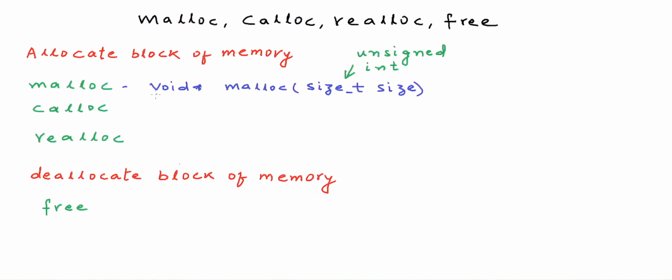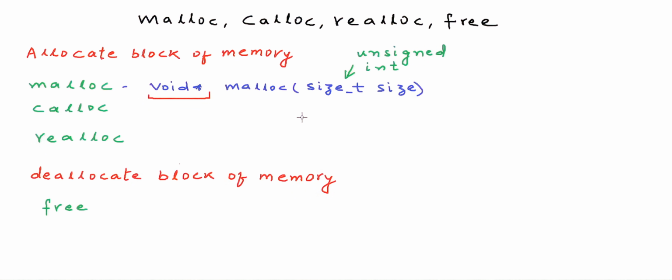And this function malloc returns a void pointer. We have talked about void pointers in our previous lessons. Malloc returns a void pointer that gives us the address of the first byte in the block of memory that it allocates. So using malloc, you kind of say, hey, give me a block of memory with these many bytes.